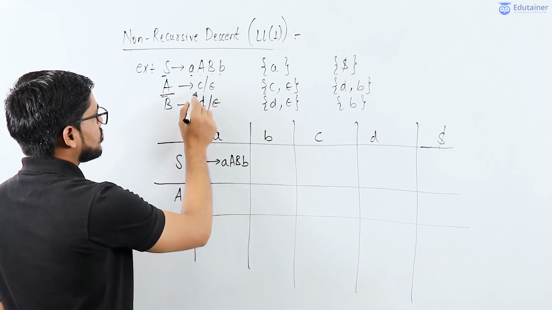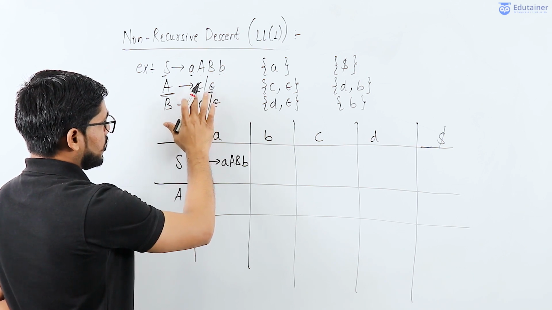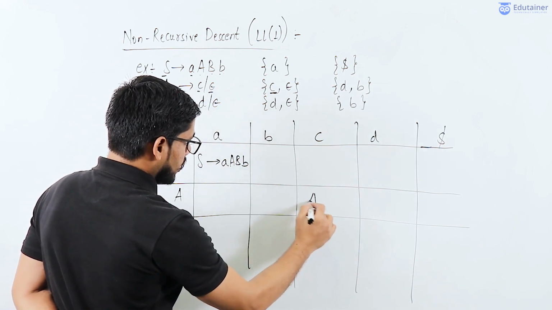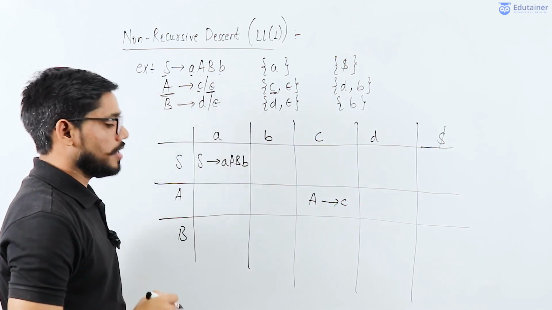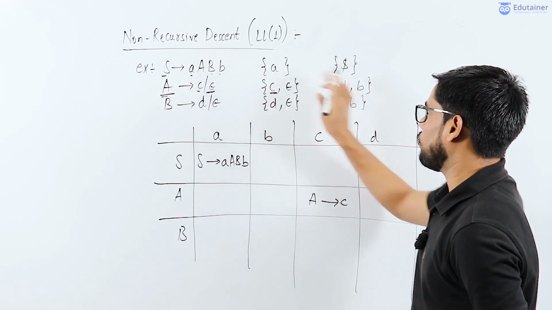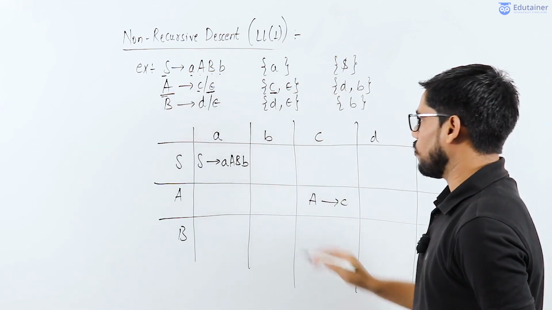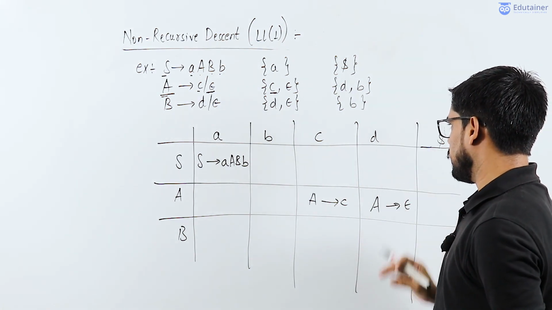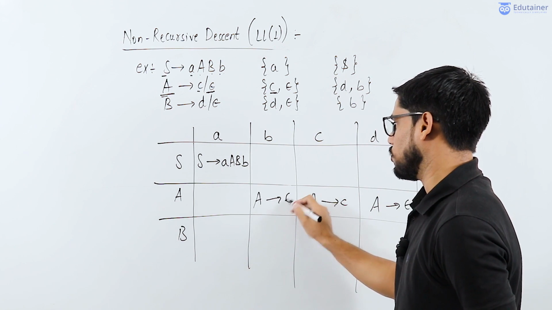The second production is A derives small c or epsilon. For the production A derives c, we can place it in the first of c. First of c is here, A derives c. And what about epsilon? Whenever you get epsilon in any production of a grammar, you place this epsilon production in the follow of that variable. So follow of A is small d and b, which means A derives epsilon in the column of d, and in the column of b you can put A derives epsilon here.